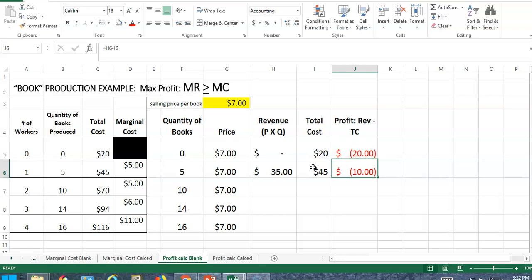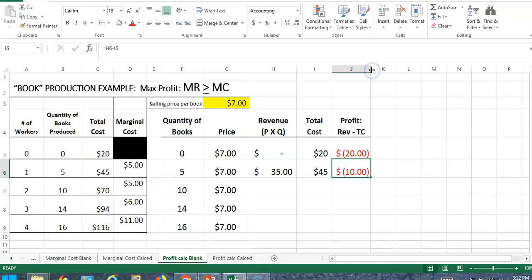Now notice we're still losing money, but we're losing less money. So even though it's not great, our economic profit, because remember, we're always looking at economic profit unless it specifically says we're looking at accounting profit, is negative, but it's less negative than if we didn't make any books or have any workers. Now it changed by $10, right? It went from negative 20 to negative 10.